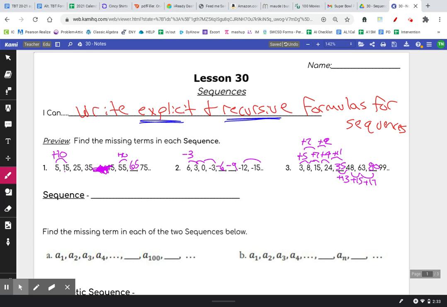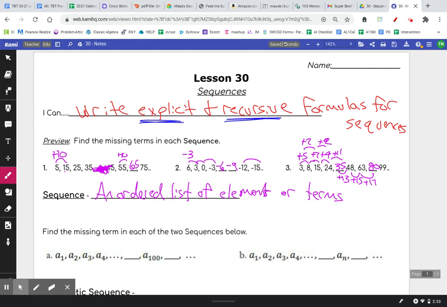Let's go ahead and rock and roll with that. So here we're going to get a definition of sequences. A sequence, really at a basic level, is just an ordered list of elements or terms. Okay, you've seen them before.